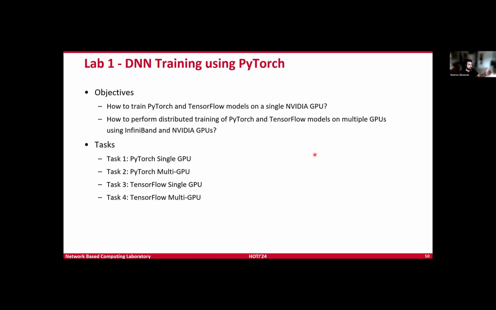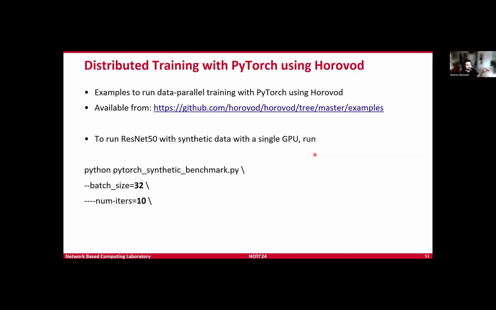Next, we're going to look at a hands-on exercise. This is DNN training using PyTorch, and I think we're short on time, so I can run these things on my end, but you're also welcome to try these exercises. They are available on GitHub under this link. The goal of the exercise is to train a DNN on PyTorch and TensorFlow using Horovod.